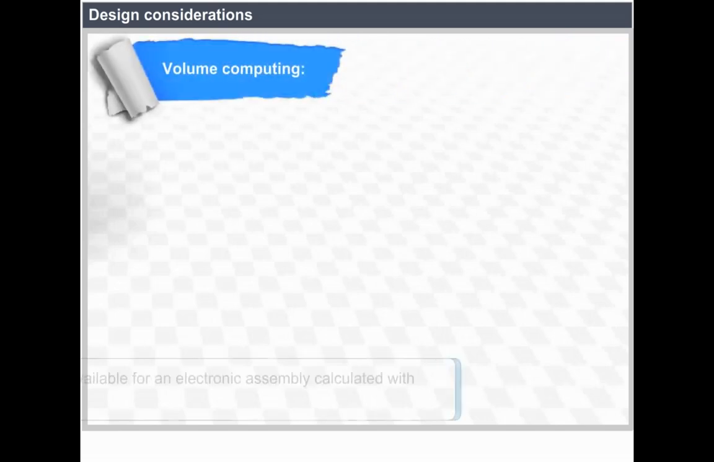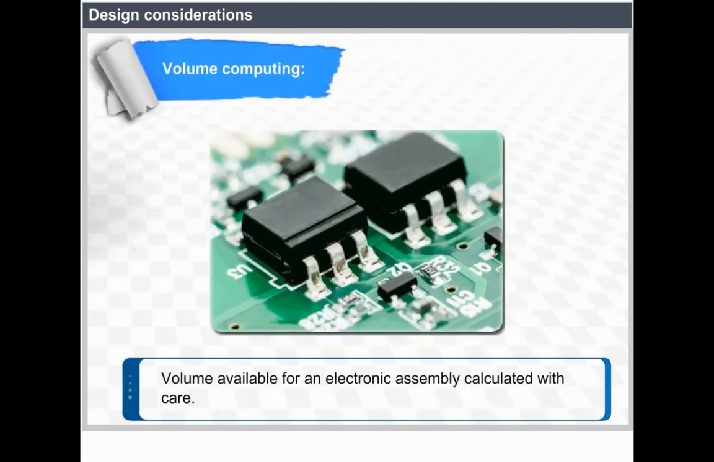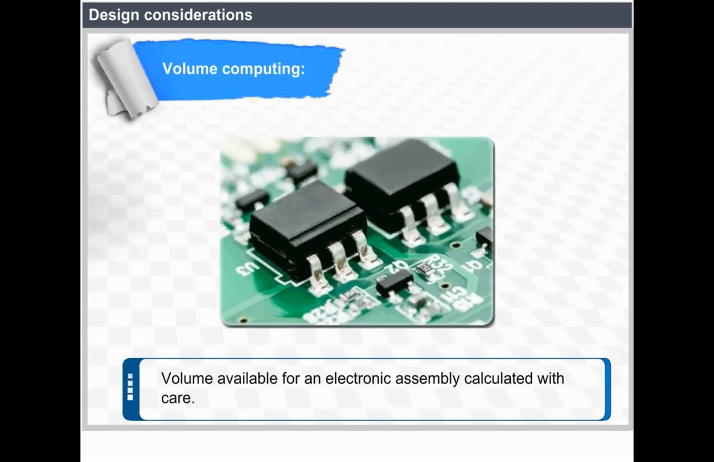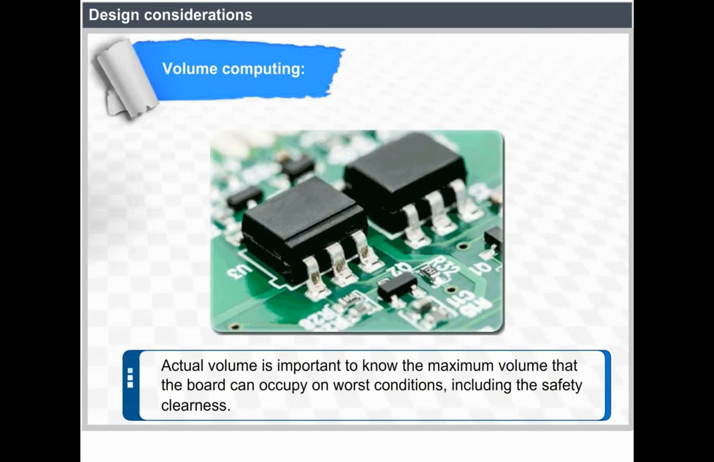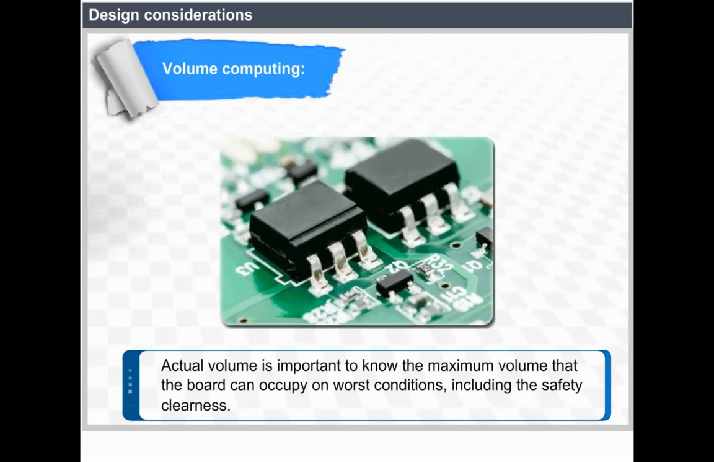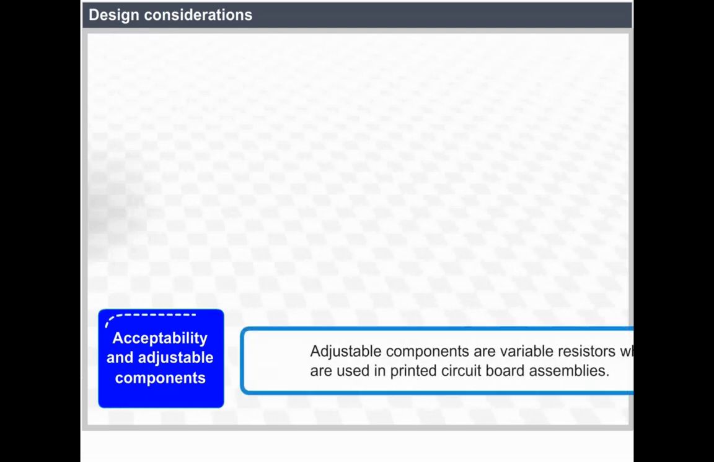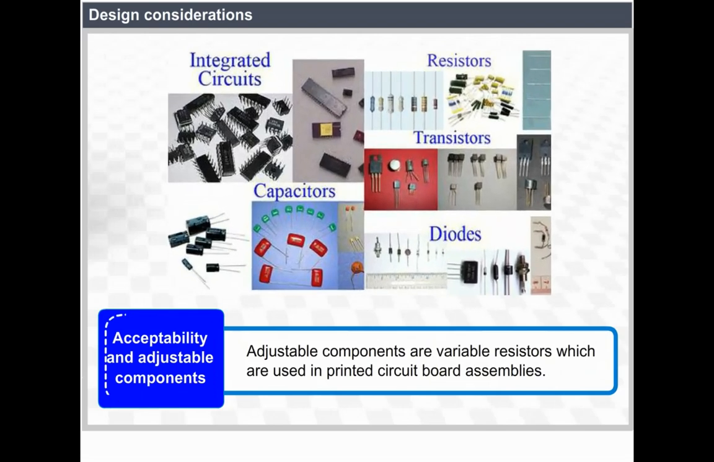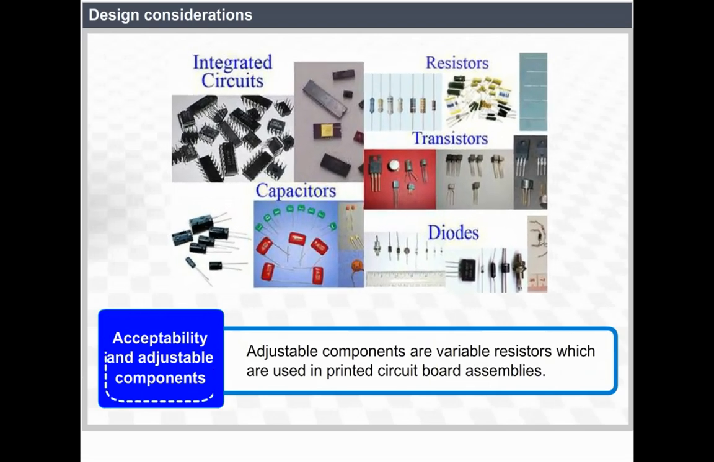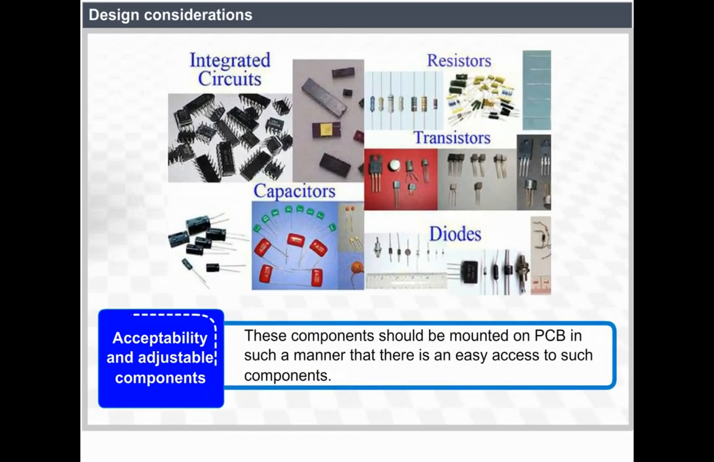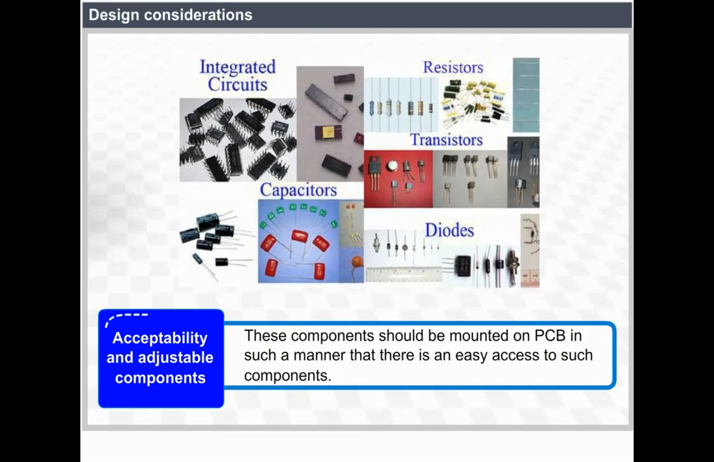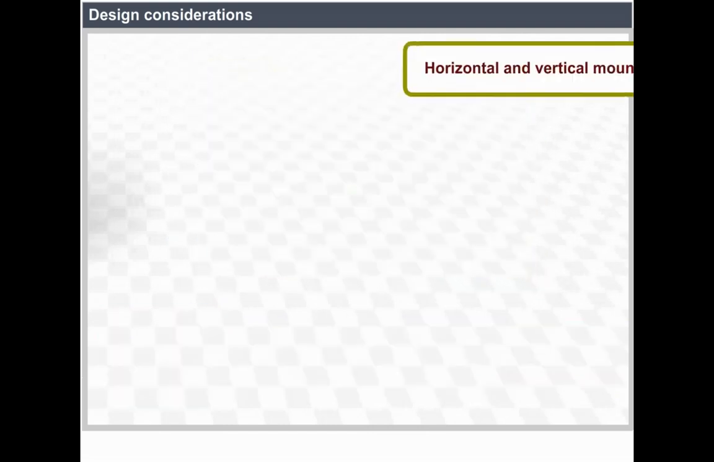Volume computing. Volume available for an electronic assembly is calculated with care. Actual volume is important to know the maximum volume that the board can occupy under worst conditions, including the safety clearance. Accessibility and adjustable components. Adjustable components are variable resistors which are used in printed circuit board assemblies. These components should be mounted on the PCB in such a manner that there is easy access to them.